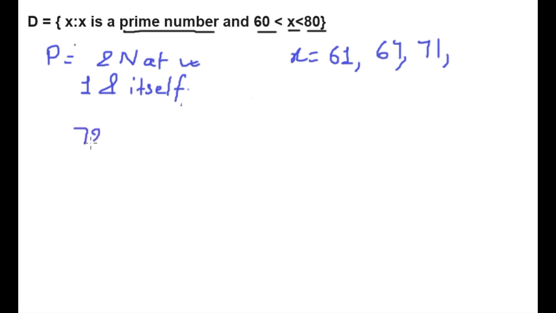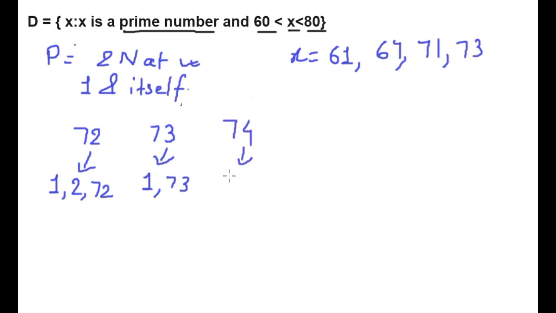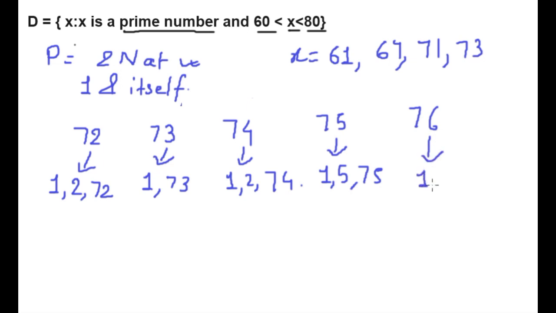72 is again divisible by more natural numbers. 73 is divisible by only 1 and 73. So this is a prime number. 74 is divisible by more natural numbers: 1, 2 and 74. 75 is again divisible by more natural numbers: 1, 5, 75. 76 is again divisible by more natural numbers: 1, 2, 76.